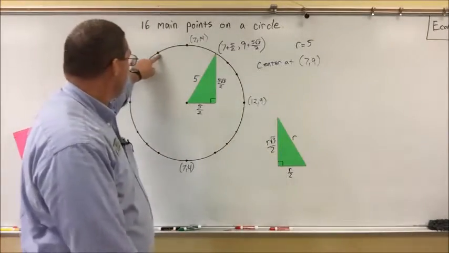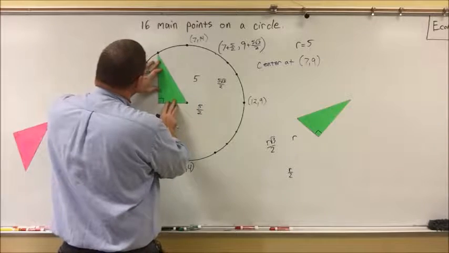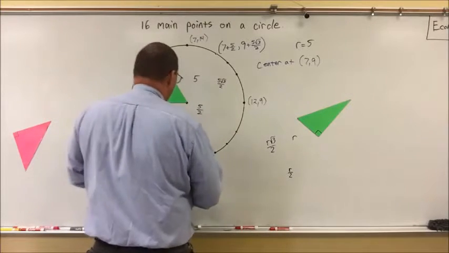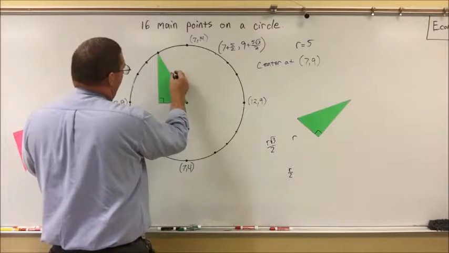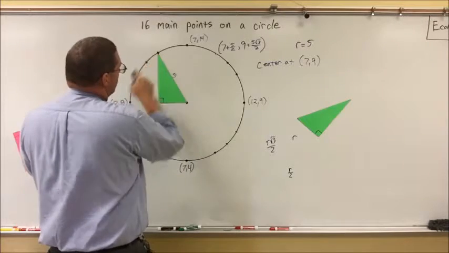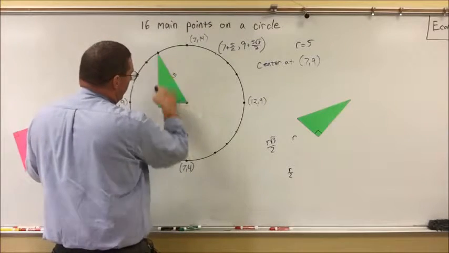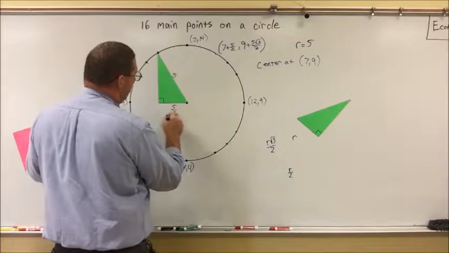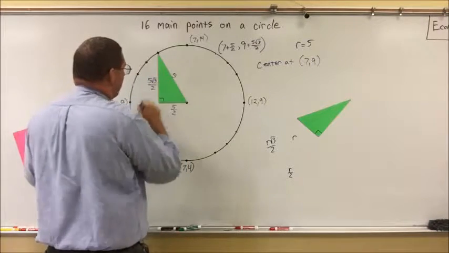Now let's identify this one over here. Let's put this one in here. Okay. We know that the radius of the circle is 5, so we'll put that on the hypotenuse. The distance from the center to one of the points is 5. The short leg on this 30, 60, 90 right triangle is 5 over 2, and the long leg then is going to be 5 square root of 3 over 2.